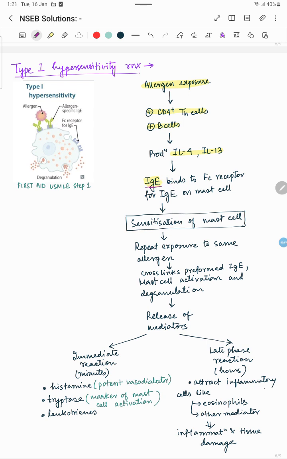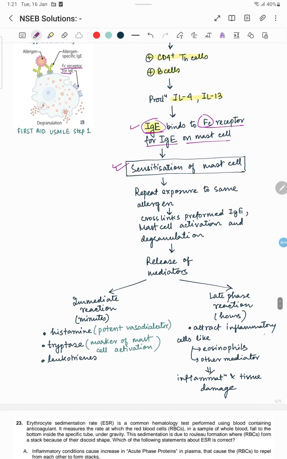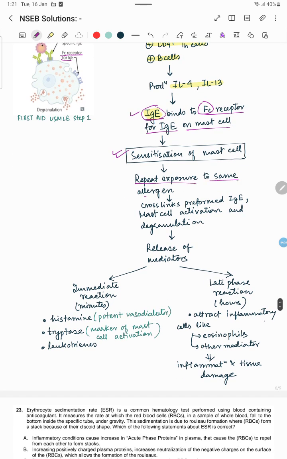So this IgE binds to the Fc receptor for the IgE on the mast cell. This is actually a mast cell. This process is known as the sensitization of the mast cell. When the IgE binds to the Fc receptor of the mast cell, we call it the sensitization of the mast cell. And then when there is a repeated exposure to the same allergen, cross links are developed between the IgEs. Mast cells get activated and there is degranulation.